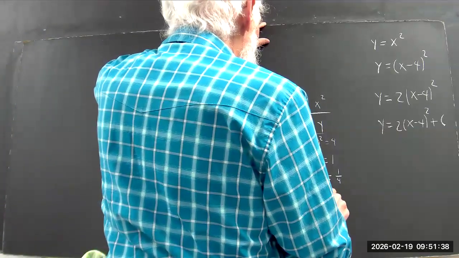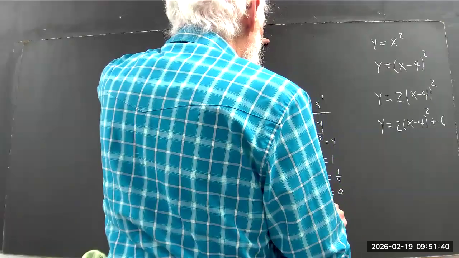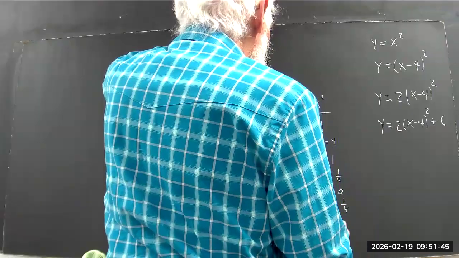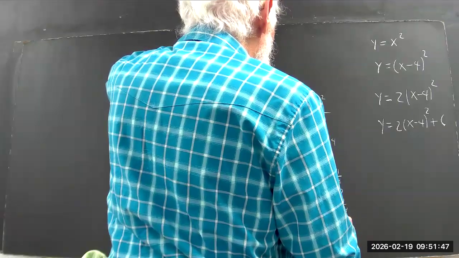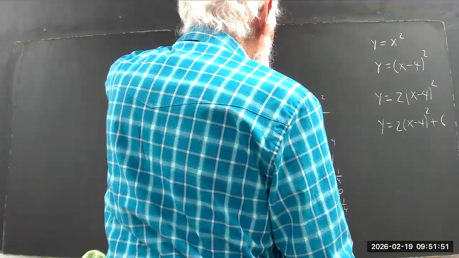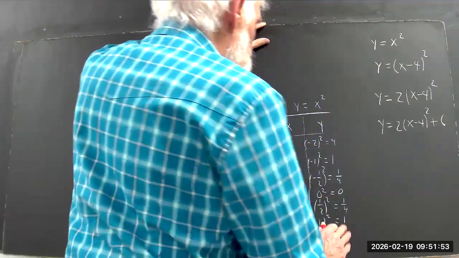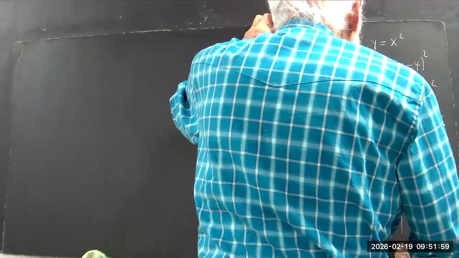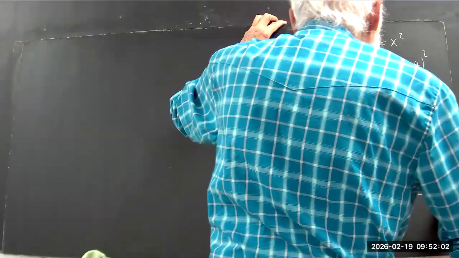0 squared is 0. 1/2 squared is 1/4. 1 squared is 1. And 2 squared is 4. This gives you a graph we can easily sketch.